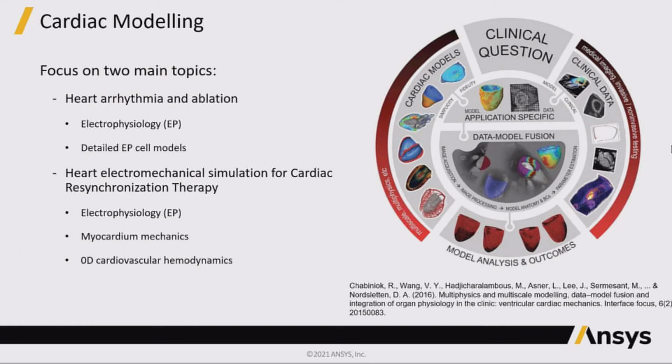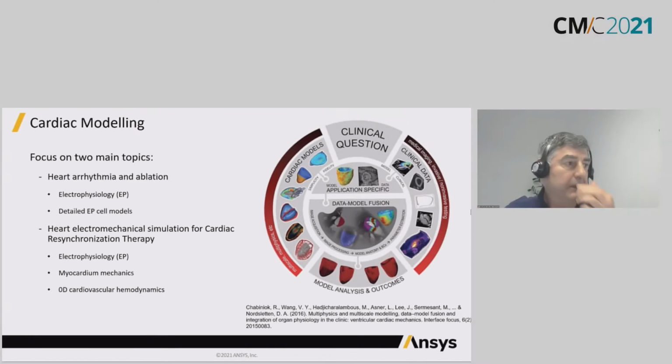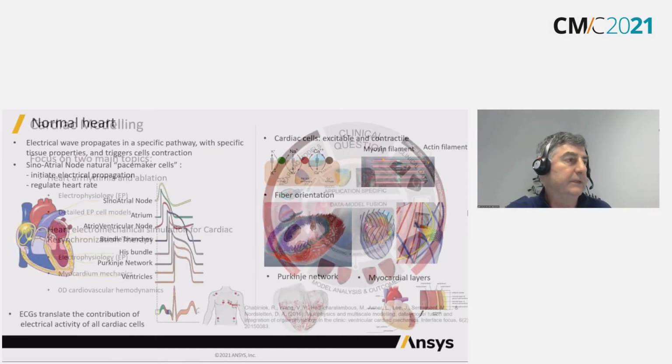The first physics involved is electrophysiology, the same as the first application, but after that you have the coupling with the mechanics, and very importantly, the coupling with the zero-dimensional cardiovascular hemodynamics. And the important thing in heart modeling is to develop several types of application depending on the clinical targets you could have. So there is not one model, there are plenty of models. So I focus only on the first two applications today.